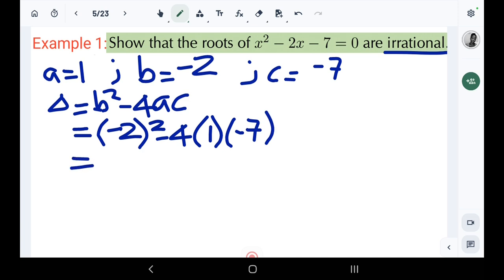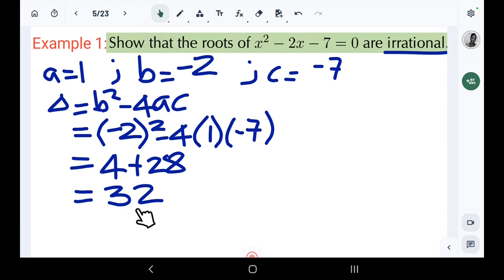Make sure you use your brackets, very important, so you know who's who in the zoo, and you calculate your numbers correctly. Negative 2 all squared, that's 4. Negative 4 times negative 7 will give us positive 28, that's plus 28 times 1. That is equal to 32. Now 32 is a positive number bigger than 0, and it is not a perfect square.